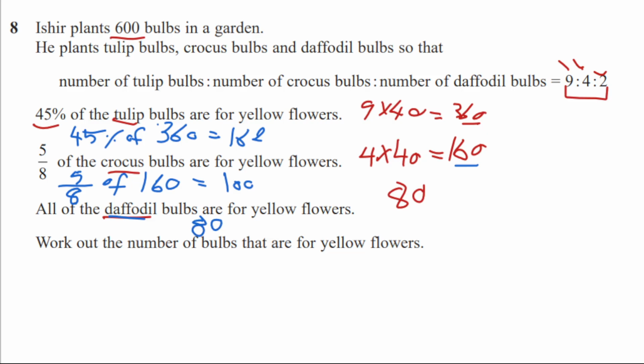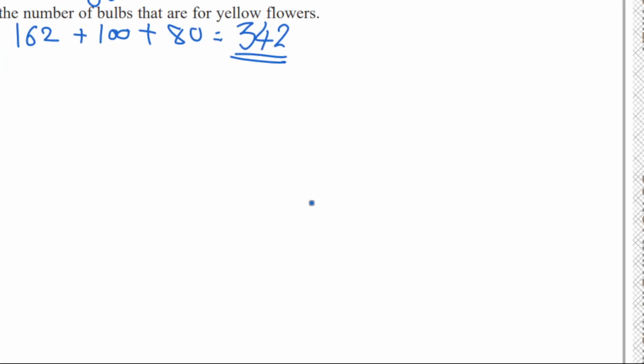And then the question asks you, how many are there? So you will just add them. So it's 162 plus 100, that makes 262, plus 80, that makes it 342. So there are 342 for the yellow flowers. That's even more than half of them. But that's a very nice question, and it's classic. You may expect a similar thing in your exam, and it's 5 marks.